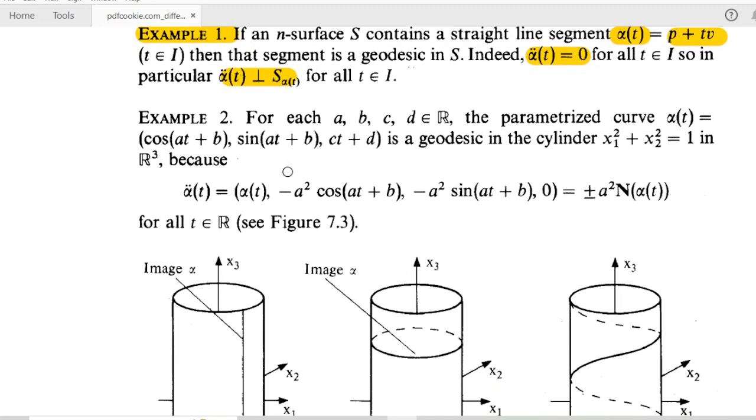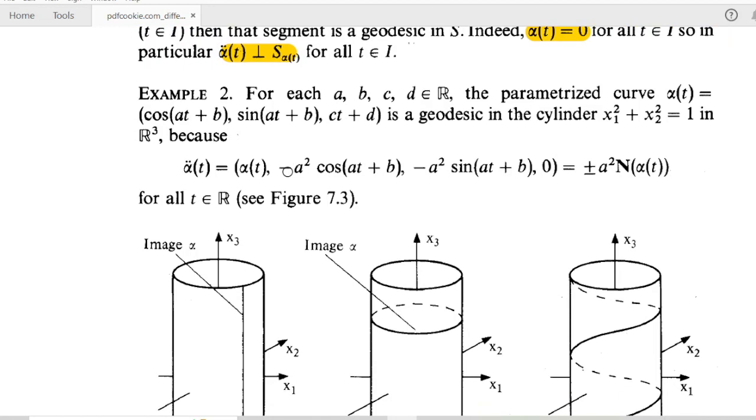So we can say that alpha double dot of t is perpendicular to S of alpha of t. So hence we can say that whenever there is a straight line on a surface, it will be a geodesic. So now let us see the second example. For each a, b, c and d belonging to R, the parameterized curve alpha of t equal to cos at plus b sin at plus ct plus d is a geodesic in the cylinder x1 square plus x2 square equal to 1 in R3.